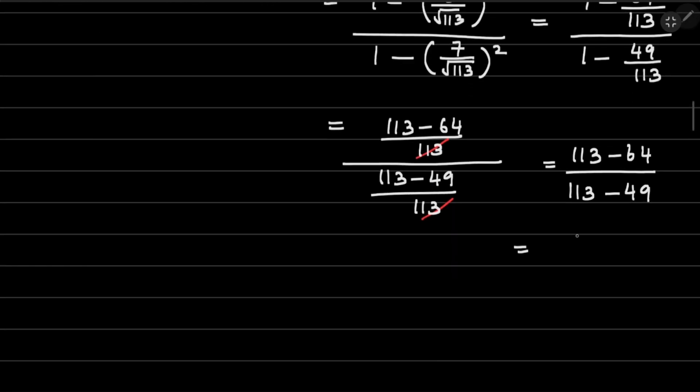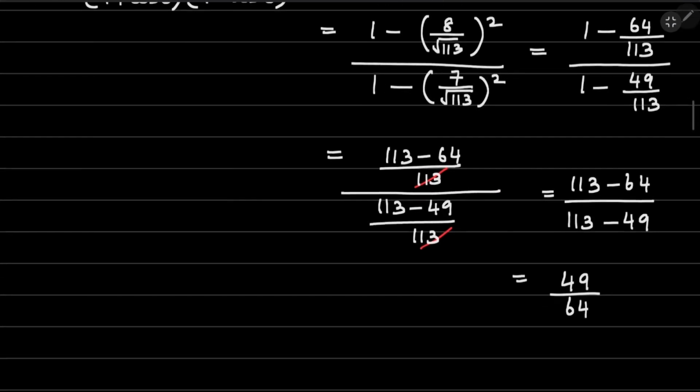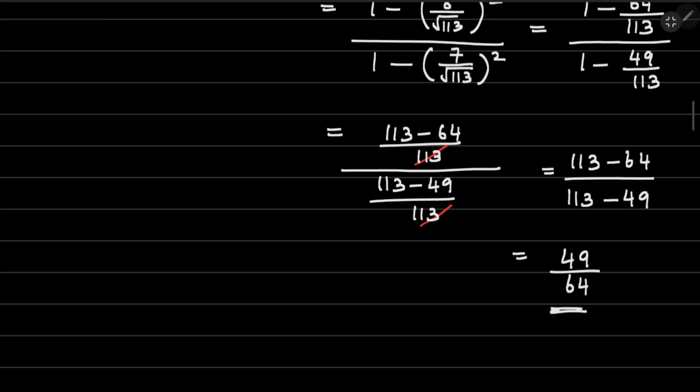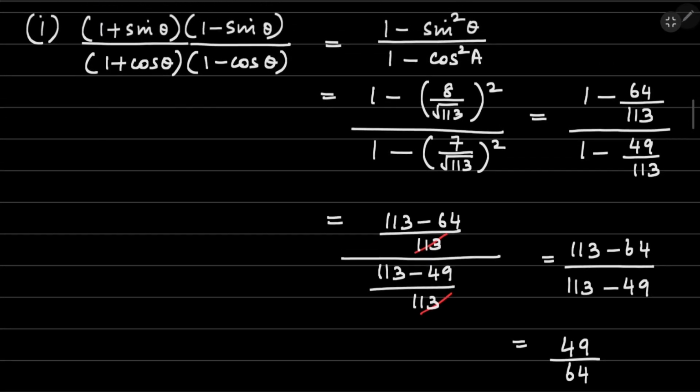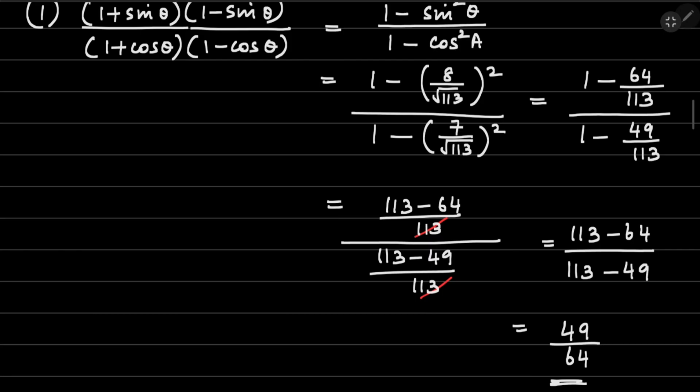So what is 113 minus 64? It is 49. Divided by 113 minus 49, which is 64. Okay. So this is the value that you are getting. Is it clear?